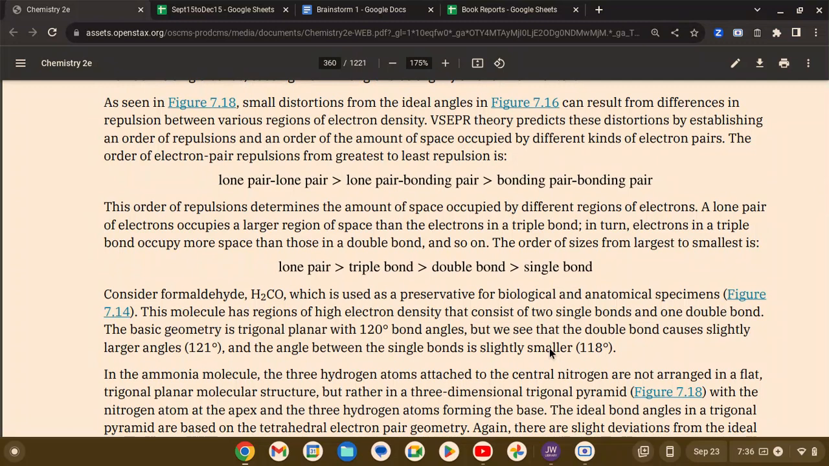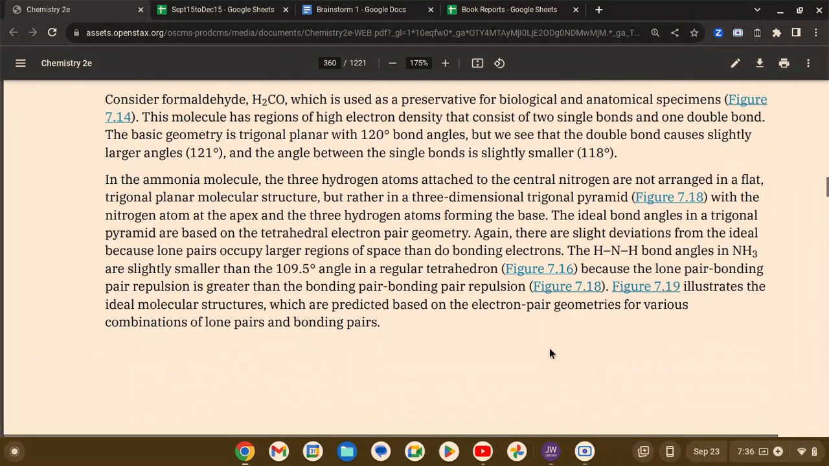A lone pair of electrons occupies a larger region of space than the electrons in a triple bond. In turn, electrons in a triple bond occupy more space than those in a double bond, and so on. The order of sizes from the largest to smallest is lone pair, triple bond, double bond, single bond. Consider formaldehyde, H2CO, which is used as a preservative for biological and anatomical specimens.